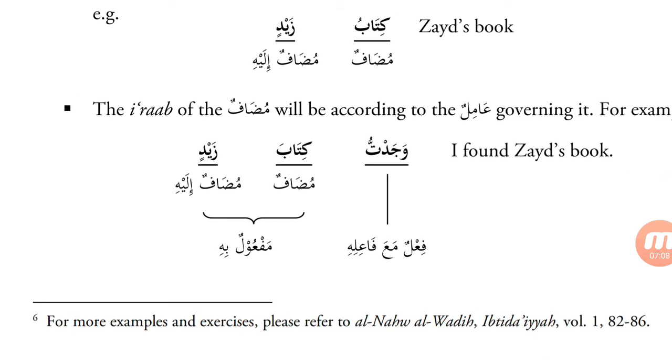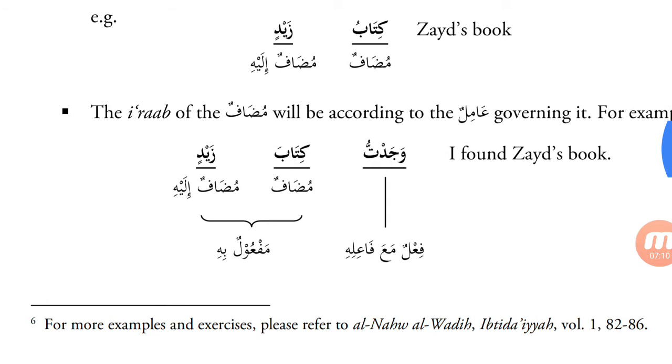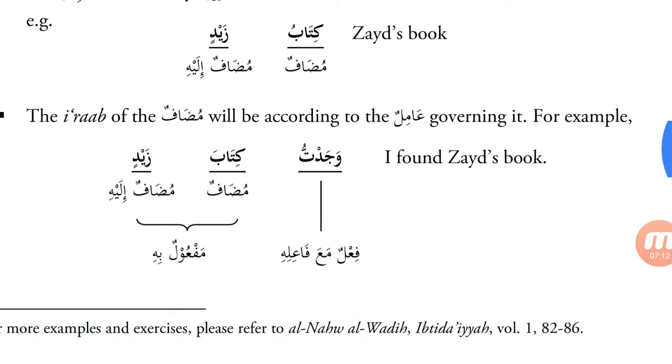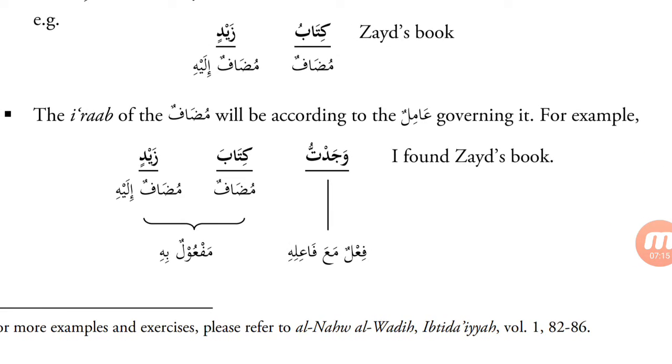The i'rab of the mudaf will be according to the amil governing it. For example, wajadtu kitaba Zaydin. So we mentioned that the mudaf ilayh will always be majroor. But the mudaf can be marfu', it can be mansoob, and it can be majroor. When will the mudaf be mansoob, marfu' or majroor? This will be according to its amil.